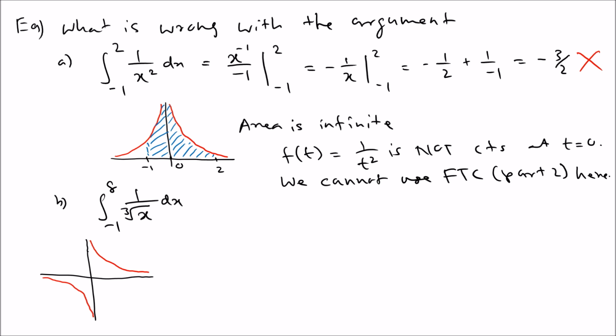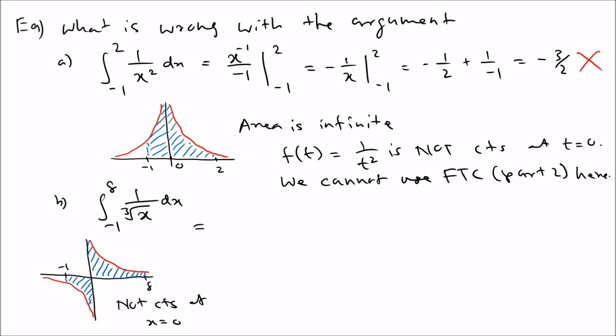And then again, we can evaluate at negative 1 and 8. If you try to find the area now, you can show that it is a finite number. Even though this graph goes to infinity, there's a finite area. So in this case it's not infinity, you get a finite number. Now let's say you did it in the wrong way, because we know that the function is not continuous at 0.